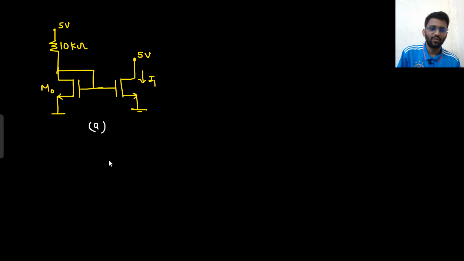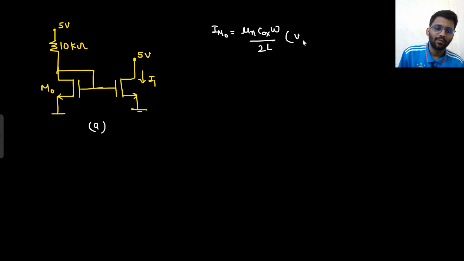It will take some time in calculations only. So you need to find the current I1. For that you need the current here. And if you need the current here, what will be the current in M naught? The current in M naught would be mu n Cox W by L, by 2, Vgs minus Vt whole square, right?